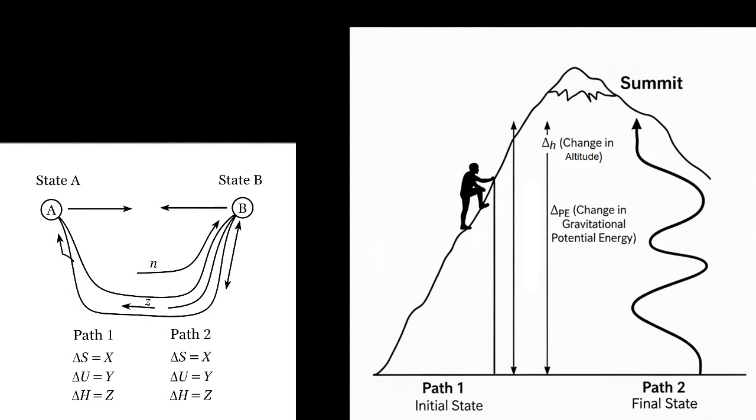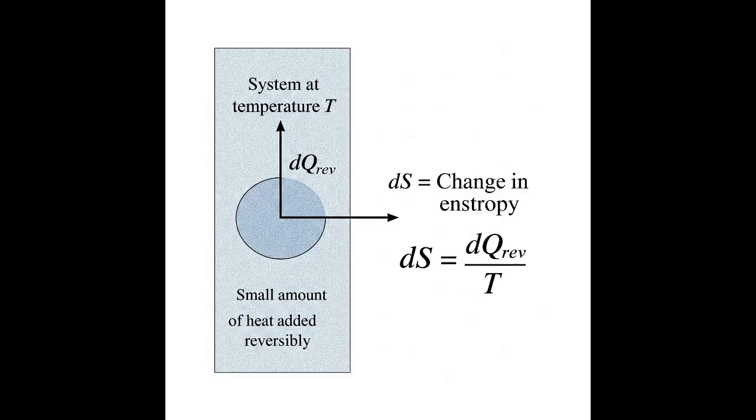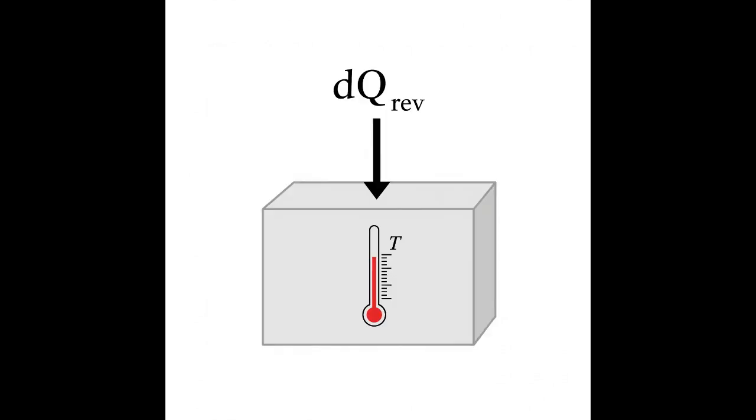Its change, dS, is defined as dS equals dq_rev over T, where dq_rev is an infinitesimal amount of heat transferred during a reversible process. T is the absolute temperature at which the transfer occurs.